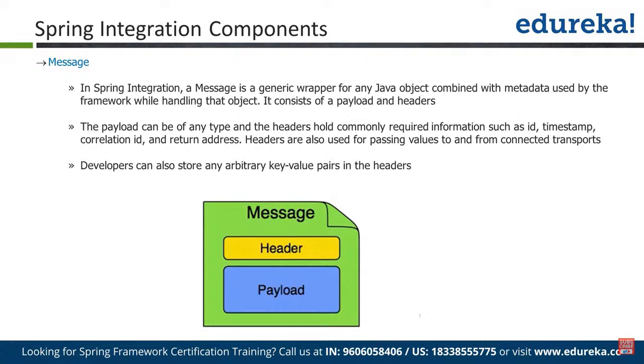The payload can be any type, and the headers hold commonly required information such as ID, timestamp, correlation ID, and return addresses. You can also use the header to pass some values which you would like to use at the receiving end. So developers can also store any arbitrary key value pairs in headers, for some kind of operations, if you want. If you want to compare this with something already known, it is like the dispatcher servlet or your controllers, where the request comes in with a header, and you have some information in the request header, some keys, IDs, and all those kinds of things.